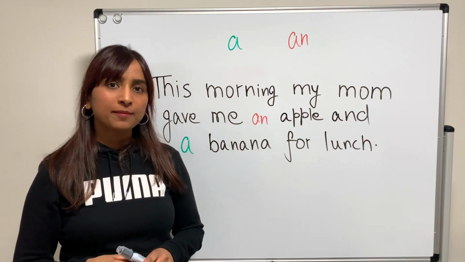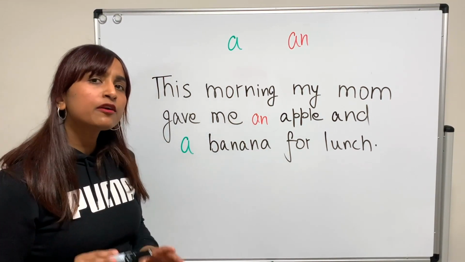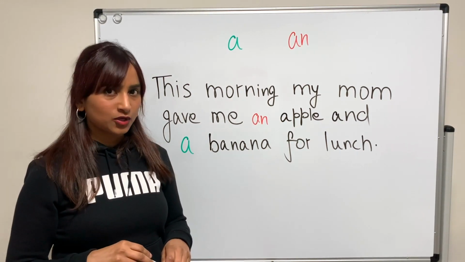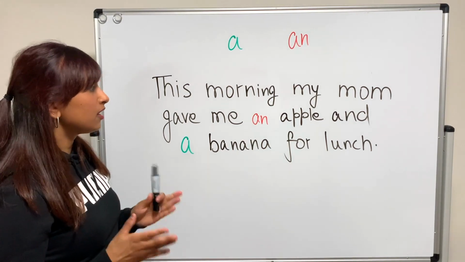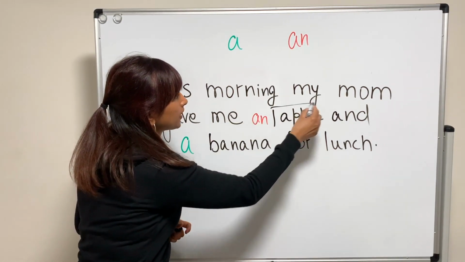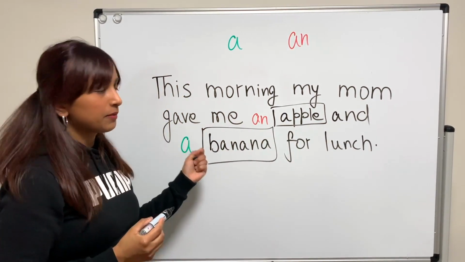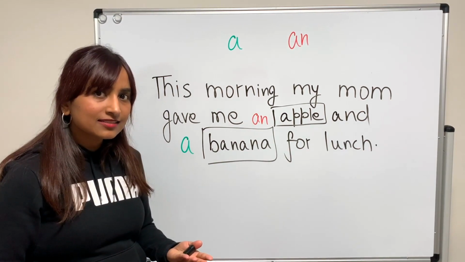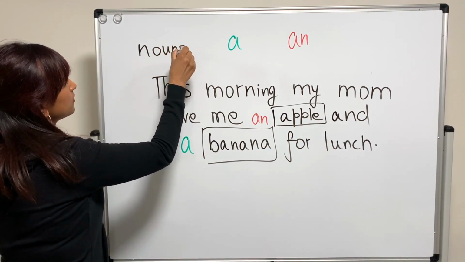First, I'm going to talk about the use of a and an. Let me read a very short and simple paragraph to you. This morning, my mom gave me an apple and a banana for lunch. Now let's focus on these words here. Apple and a banana. What are these things? These are nouns.